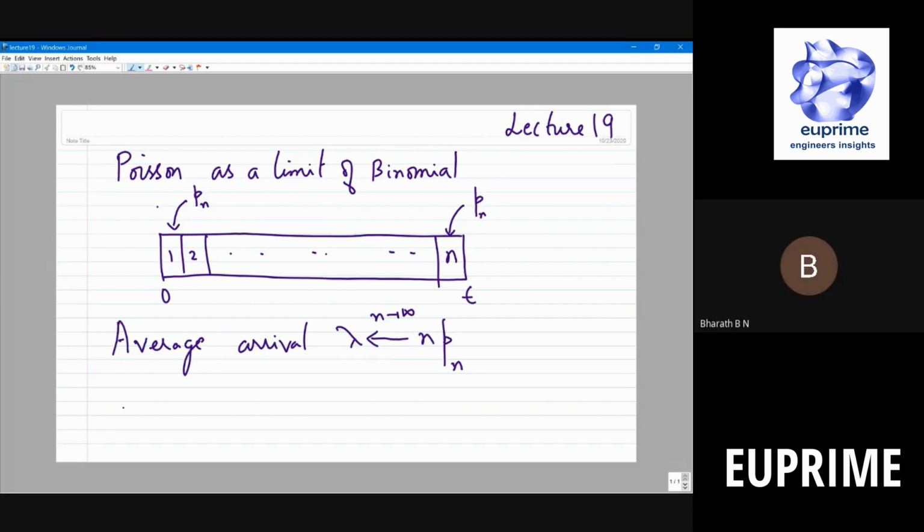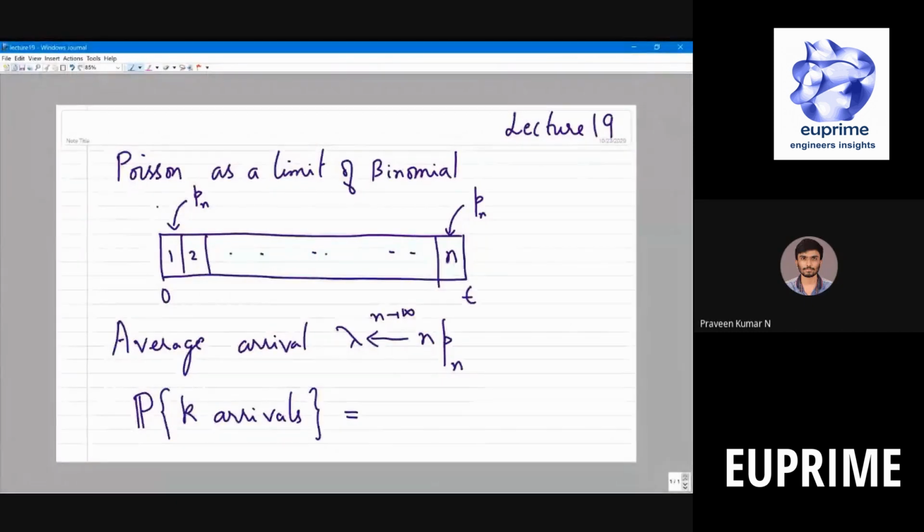Now, what is the probability that there are k arrivals? Can somebody tell me? N choose k. How do you get n choose k? N choose k as n goes to infinity will be infinity. So the probability, you are saying infinity? No, sir, it's n choose k into the binomial PMF. So what is that?